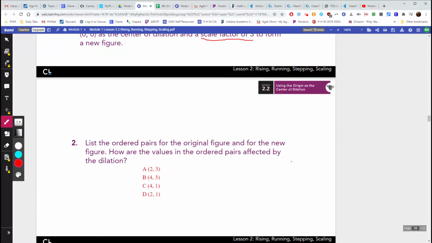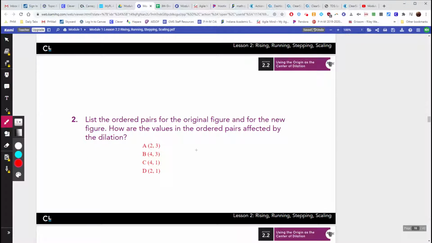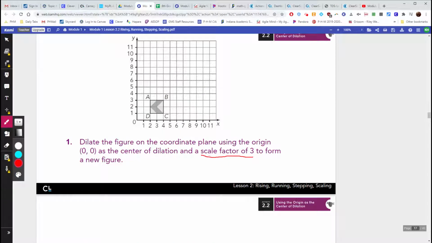We're going to actually jump down to number 2. It says list the ordered pairs for the original figure and for the new figure. So here are the original ones. Go ahead and copy those. Then we're going to work together on what to do to get the ordered pairs for the new figure. It told us that we're using a scale factor of 3.